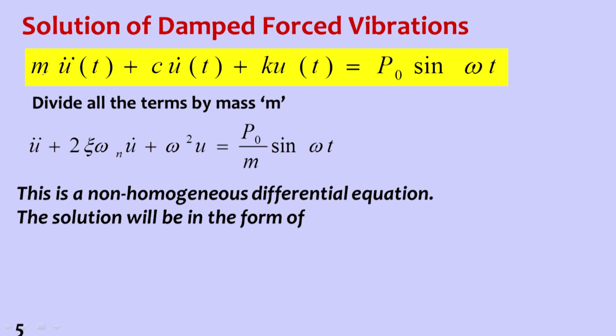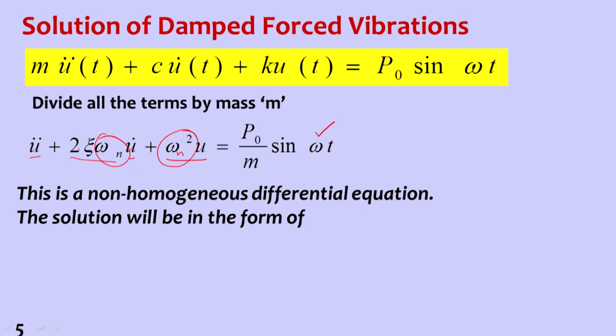If we divide this equation by the mass, we get u double dot plus 2 zeta omega n u dot plus omega n square u equals P0 by m into sin omega t. Here omega is the forcing frequency, and omega n is the natural frequency of the system, which depends on system properties, that is stiffness as well as mass.